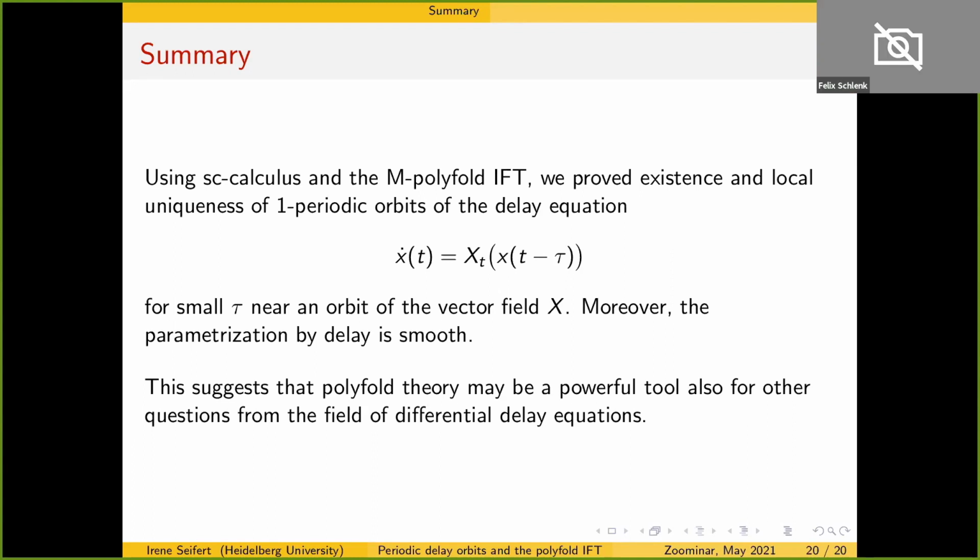So for the closed orbits, I'm not sure one can hear me because my thing is broken. I can hear you. We can't see you, but we can hear you. Yeah, that's good this way.